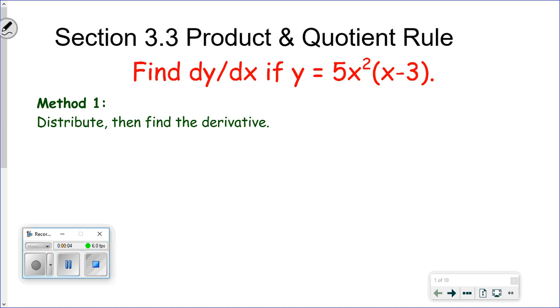Everyone, if you think back to last week, we talked about the power rule. Today we're going to talk about the product and quotient rule. And if you look in your notes from last week, we actually did this problem already.